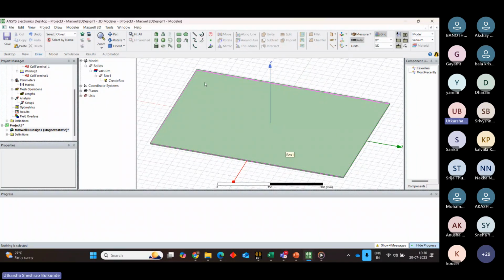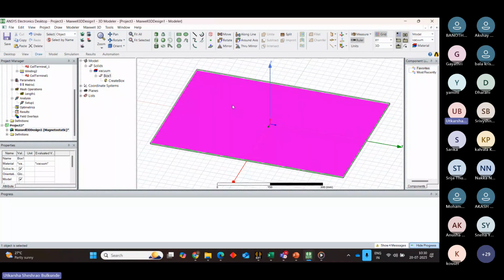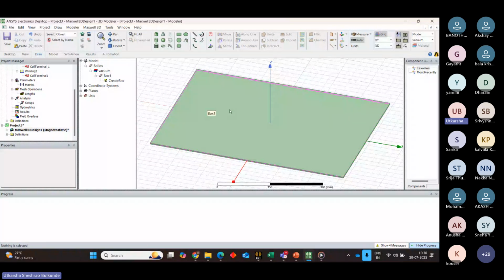Now how to draw the inner dimension? We will draw a similar rectangle, but smaller in size than this rectangle, and then we will subtract that part. What we did in the circular coil, the same we are doing here. Understood? Understood or not?